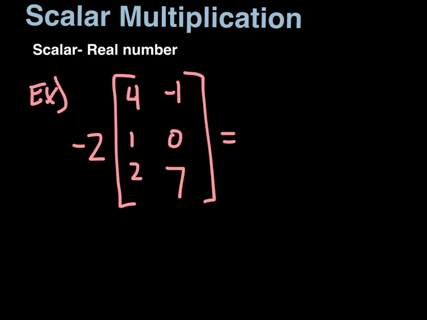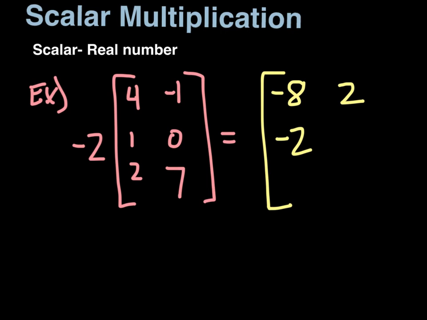The next thing that we'll talk about is scalar multiplication. And what is a scalar? Well, oftentimes with matrices, a scalar is just a real number. So if you have a real number being multiplied by a matrix, all you have to do is multiply everything inside the matrix by the scalar. So here we would have negative 2 times 4 is negative 8. Negative 2 times negative 1 is 2, and so on. Negative 2 times 0 is 0. Negative 4, negative 14.